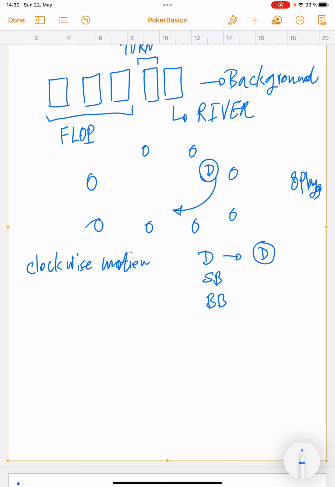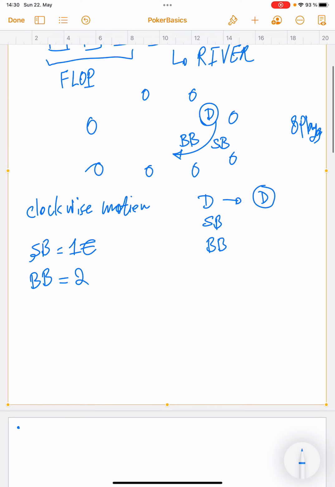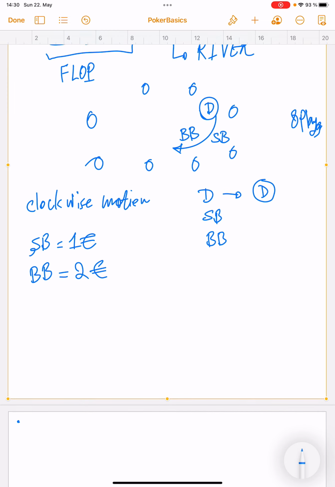The person sitting next to the left side of the dealer button will be the small blind, and the person to the left of this guy will be the big blind. And basically, suppose that our small blind is €1, then the big blind is always double. So this will be €2. These two must not play, but pay. So the person who is small blind has to pay. I've written €1 here, but this could be basically anything.